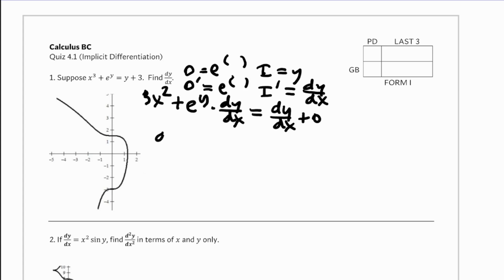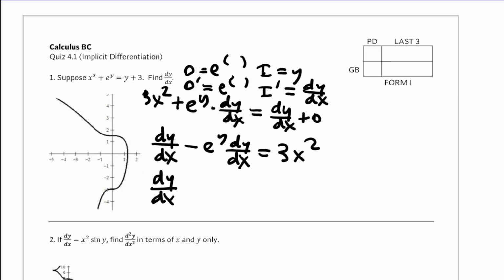And so we'll have dy dx minus e to the y dy dx. I guess I'm switching sides on this equation, but that's going to be equal to 3x squared. Then I can factor out the dy dx, and divide to solve for dy dx.